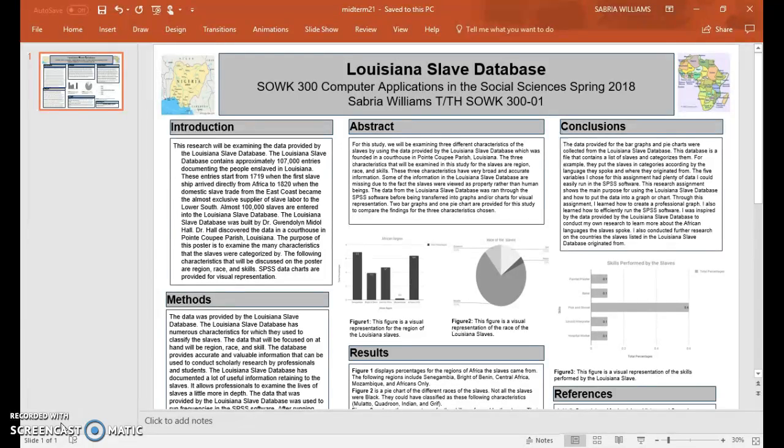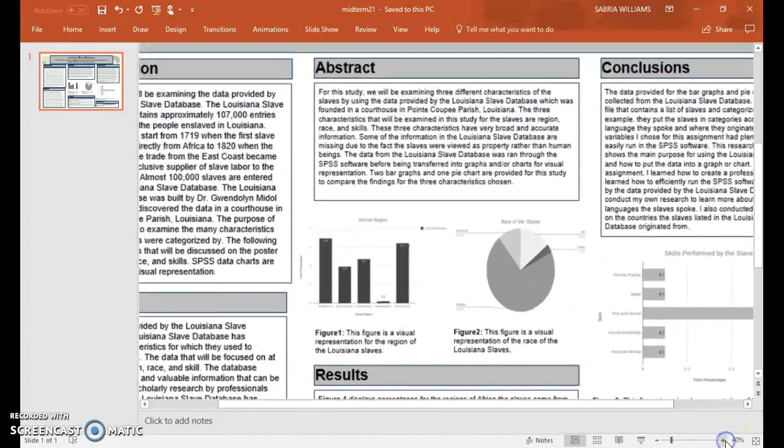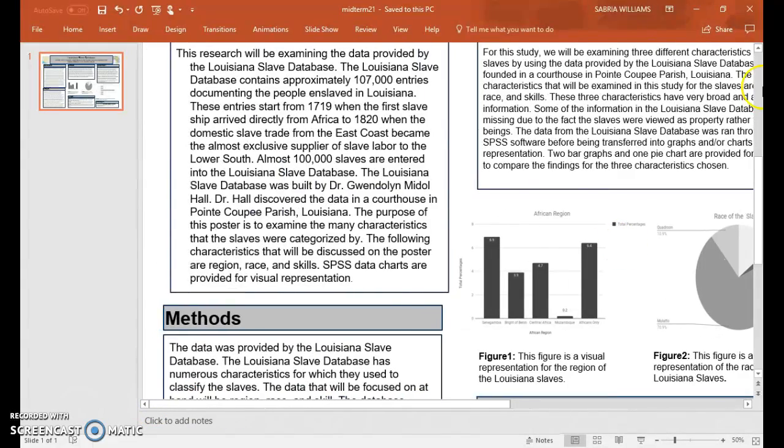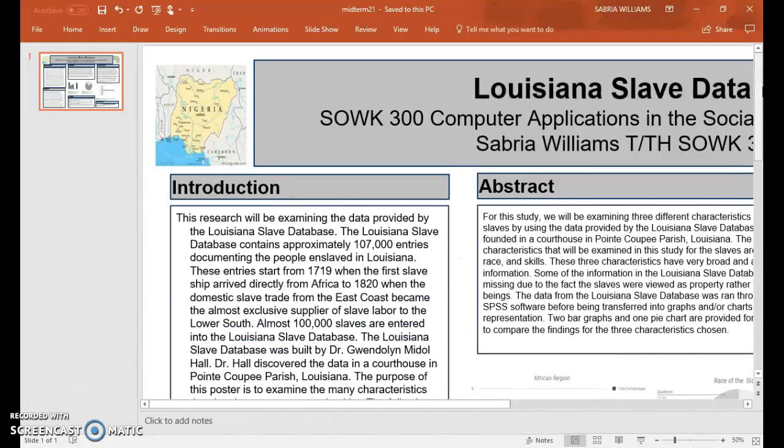I am a social work major hailing from Newside, Alabama, and today we're going to be focusing on my PowerPoint project from the Louisiana Slave Database. So we're going to zoom in here so I can make sure that you get a clear reading and a clear focus of everything. So an overview of the introduction.